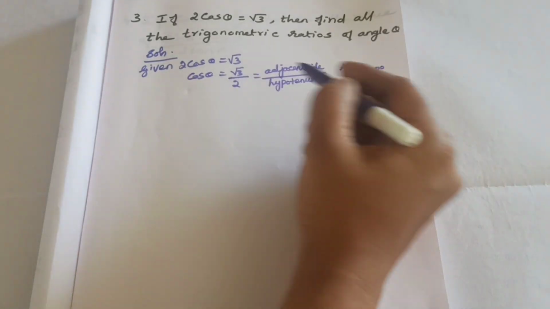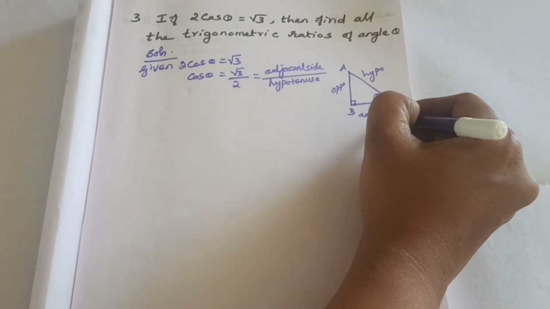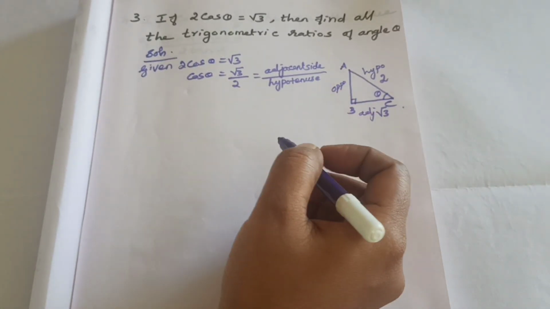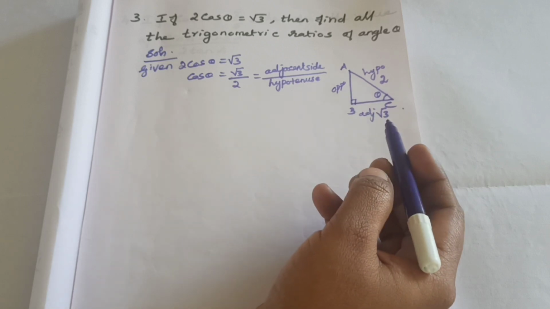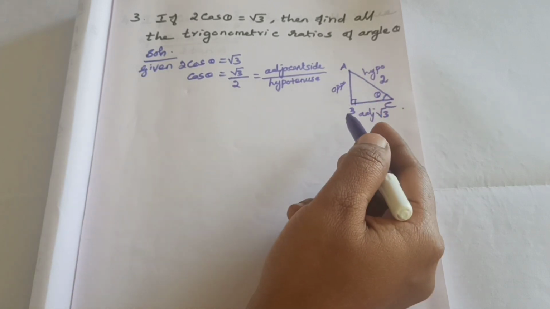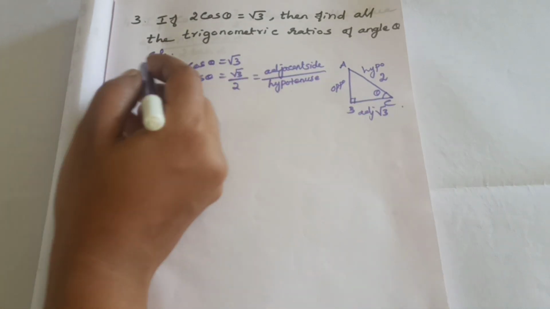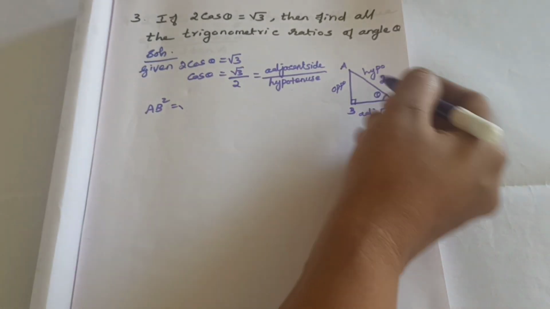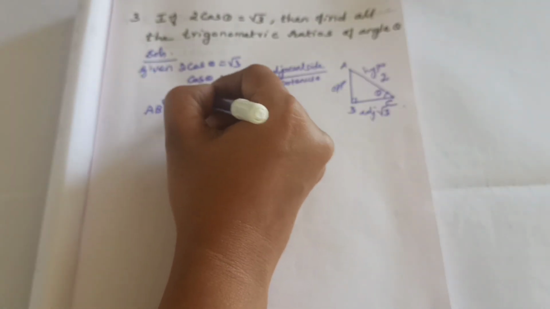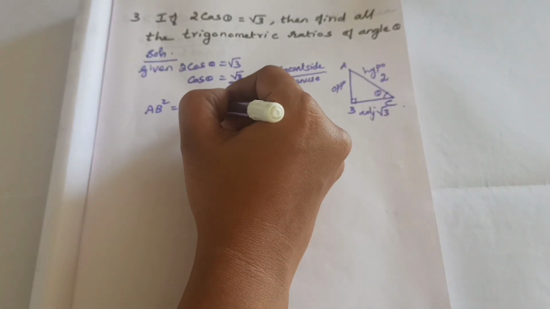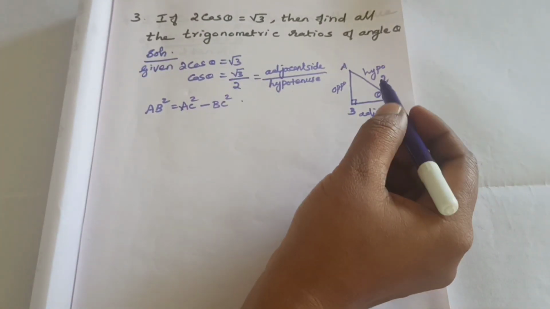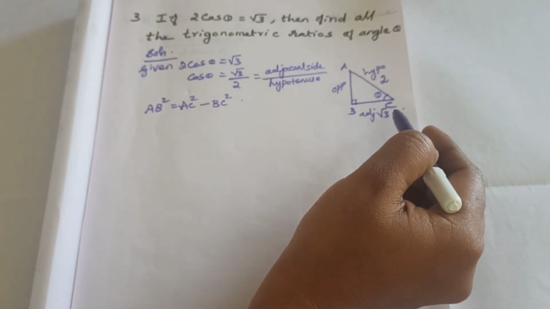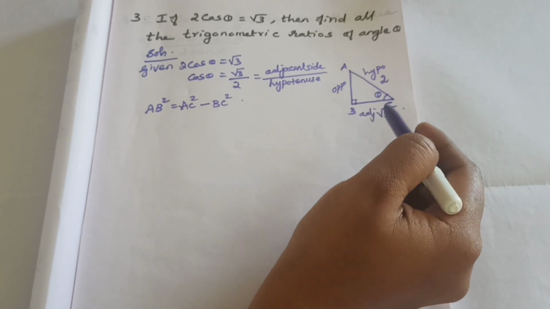Then adjacent side is what is given value? Root 3. Okay, then hypotenuse is 2 is given. Then one side missing, isn't it? So shall we find this value? And then hypotenuse square is equal to sum of the squares of other two sides. So that means AB square is equal to AC square minus what? BC square. Okay, correct? Then AC square is equal to AB square plus BC square. From there AB square is equal to AC square minus BC square.